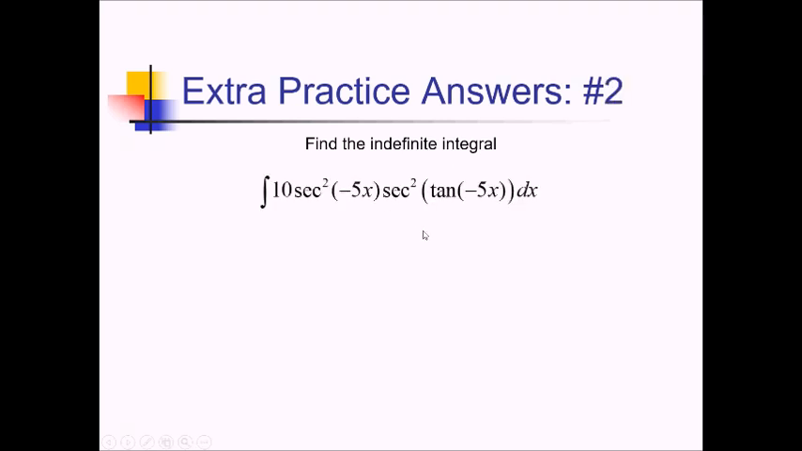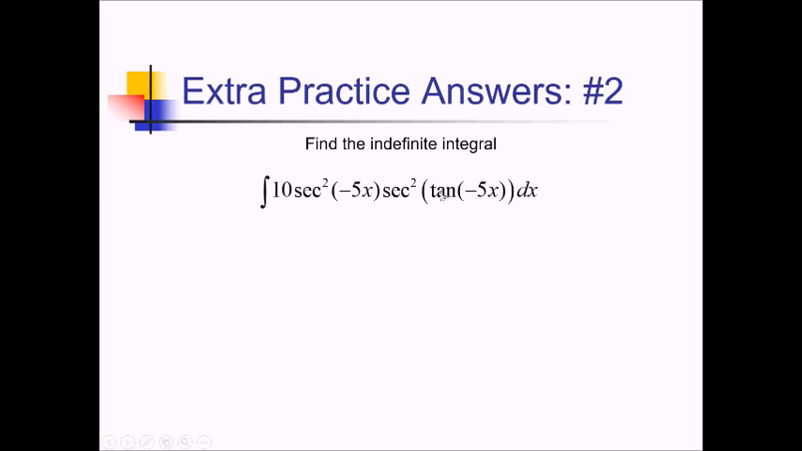This antiderivative looks like it's going to be kind of wild. The key on this one is recognizing that we have an inner function, tan of negative 5x, whose derivative, secant squared of negative 5x and some change, is elsewhere in the function. So let's try a little u substitution for this one.